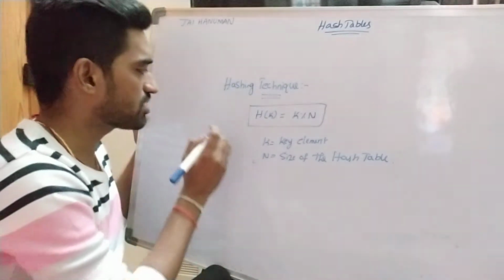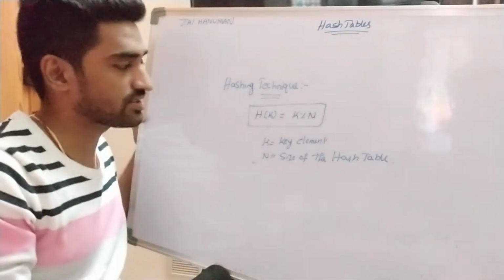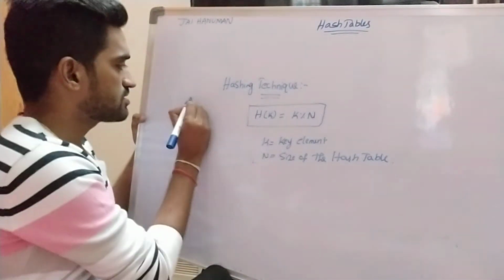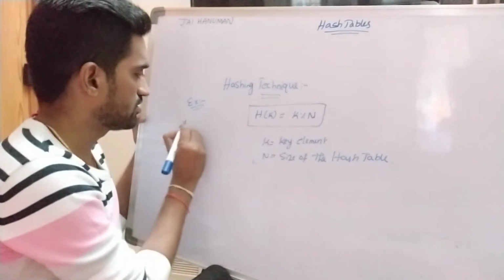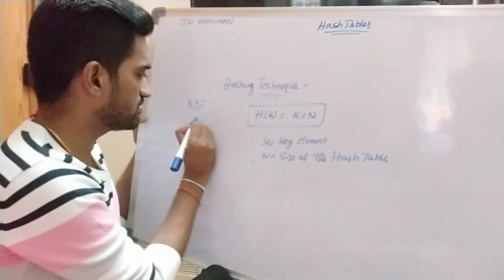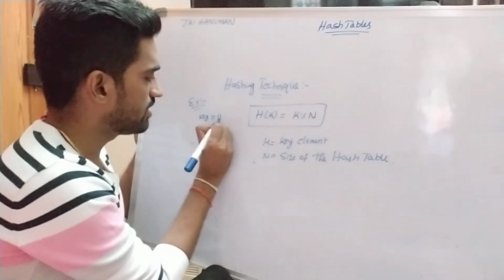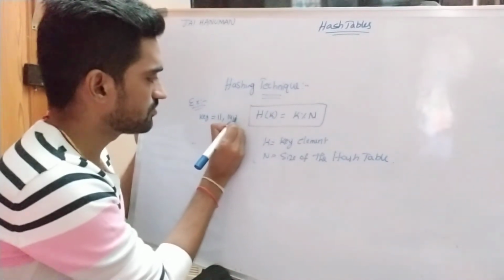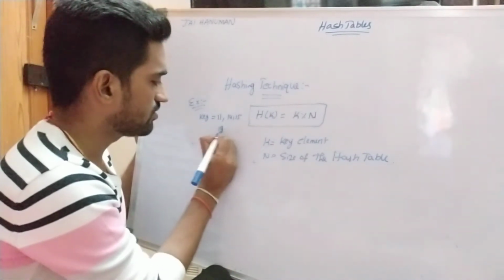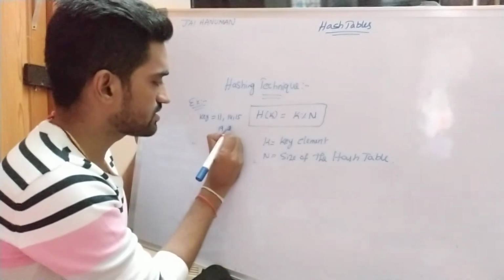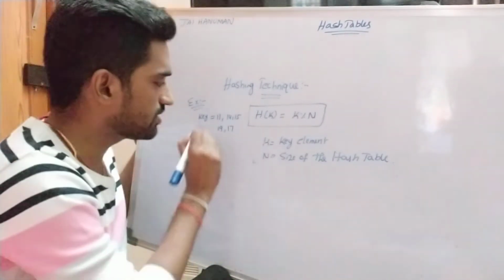Suppose here I am considering one example for the hashing technique. Suppose I want to insert the key elements 11, 14, 15, 19, 17 into the hash table.